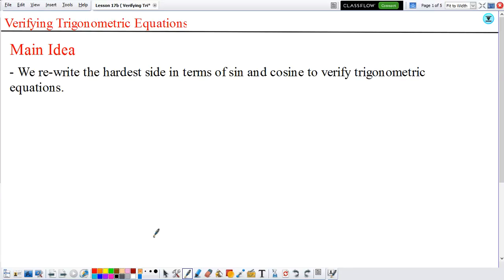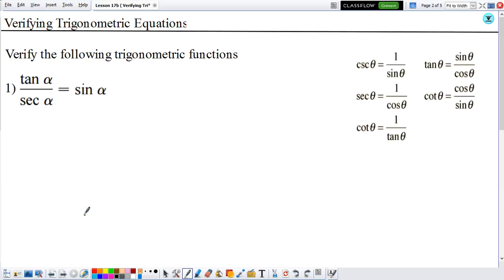There are two strategies that we're going to follow here. The first strategy is that we're going to try and rewrite everything in terms of sine and cosine. When we talk about equations, we have two sides. We're going to choose the hardest side and rewrite it to make it look like the other side. In other words, the main idea is to rewrite the hardest side in terms of sine and cosine to verify trigonometric equations. So let's get started here.